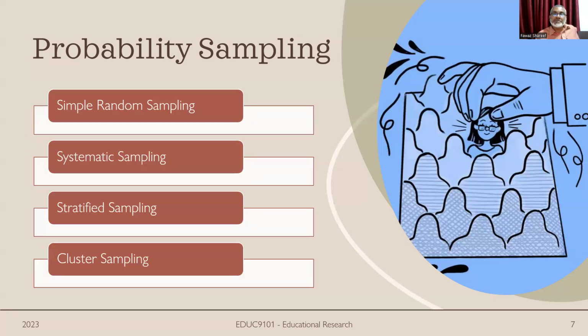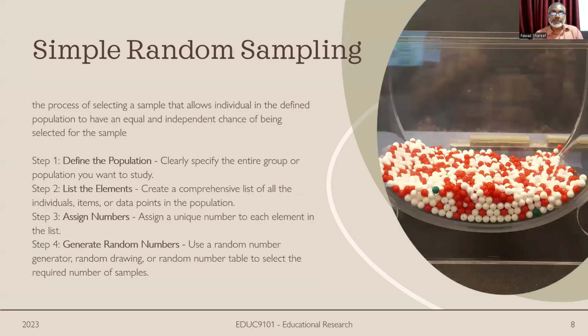And in probability sampling, there are four types. There is simple random, systematic, stratified and cluster sampling. So there are four different types of sampling. We will do these four tonight, and then we will stop there for tonight.